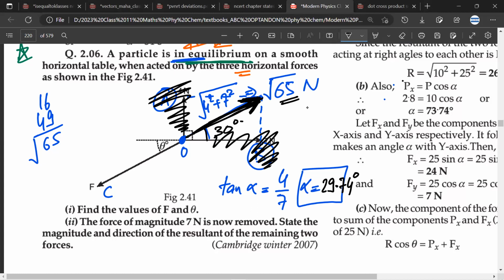I hope it is clear to you that this force should be equal and opposite to this force so that the resultant is 0. This force also has to be √65 Newton and this angle also has to be 30 degrees. Are we clear about this or not? Yes. Is it clear? Are they perfectly opposite to each other? Yes. Okay, they have understood.